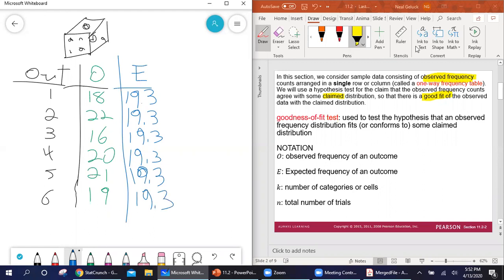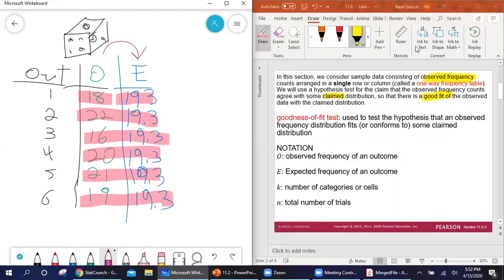Now, here's the thing. The observed and the expected are not going to be exactly the same. It's real world data. It's not going to come out perfect. And obviously, since it's 19.3, that can't happen anyway. It's got that decimal. But the question is, are the observed and expecteds close enough to where the observed matches what was expected? Is it close enough or is it not? Does the data fit or is it too far apart? And again, how far is too far? That's where we'll have to apply some statistical methods here.